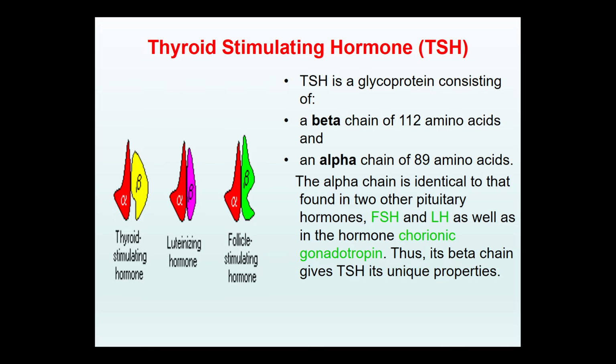It is interesting that the alpha subunit of TSH is also present in two other pituitary glycoprotein hormones, LH and FSH, and in the placental hormone chorionic gonadotropin. Each of these hormones also has a unique beta subunit. You see, alpha subunits are common for them, but they have unique beta subunits. And these beta subunits provide receptor specificity and specificity of their action.